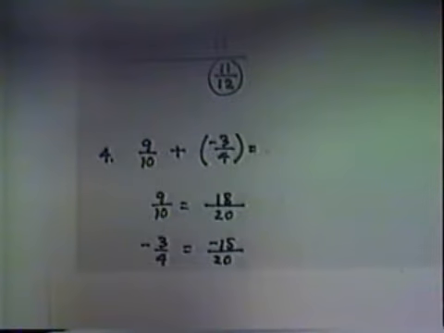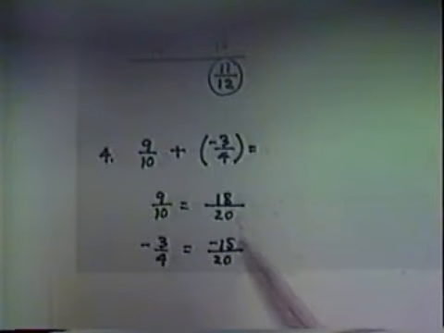Common denominator for 10 and 4 is 20, so we'll change each of these to 20ths. 9/10 plus negative 3/4. 9/10 becomes 18/20. Negative 3/4 becomes negative 15/20. Now we can tell that 18 is greater in absolute value than negative 15.